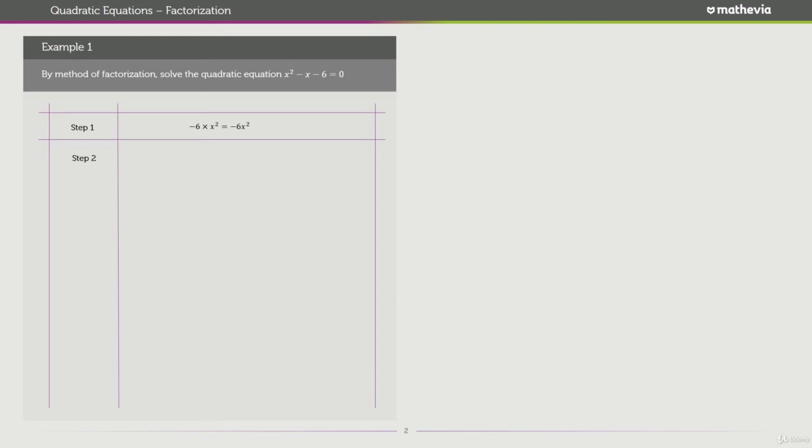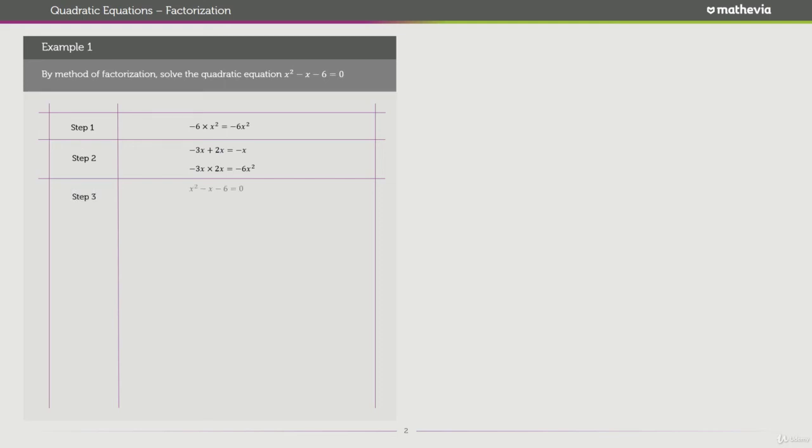Okay, so out of these factors of minus 6x squared, we're looking for two terms that when we multiply them, they give us minus 6x squared. And when we add them up together, they give us that middle term, minus x. Okay, and basically I tell you those two terms are minus 3x and 2x. Because when you add them together, minus 3x plus 2x, you have minus x. And when you multiply them, minus 3x multiplied by 2x, you have minus 6x squared.